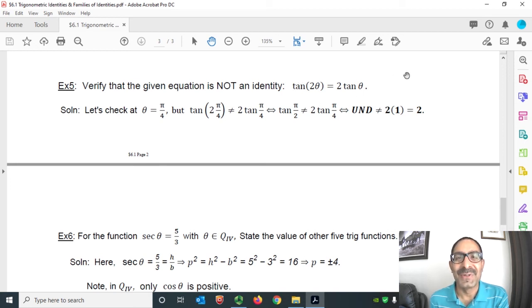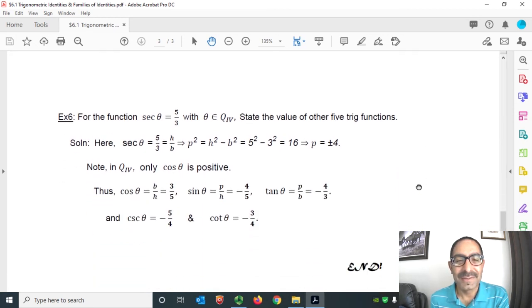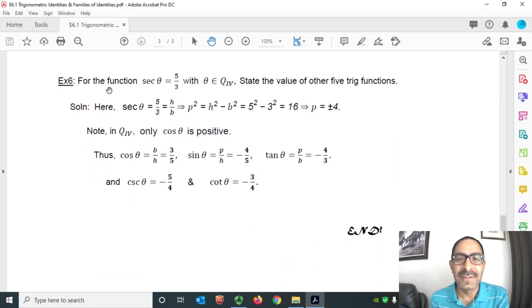I hope this makes sense to you all. Now let's move on. Now example 6. For the function secant theta equals 5 over 3 with theta in the 4th quadrant, state the value of the other 5 trig functions. To begin the solutions, we know secant theta equals the ratio of hypotenuse over base, so that means h is 5, base is 3.